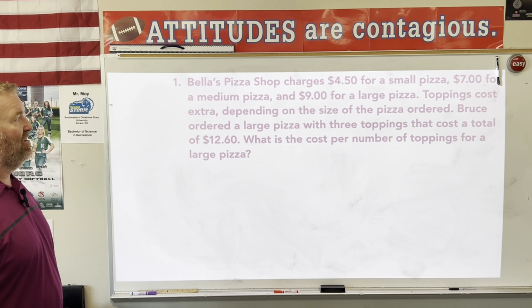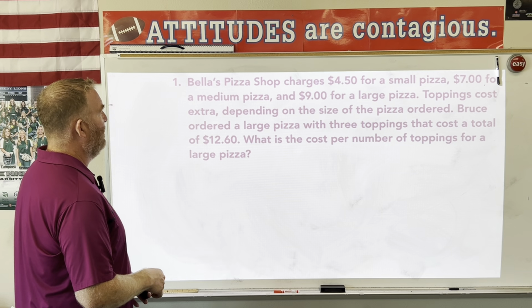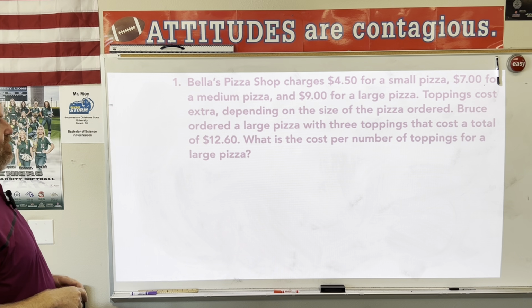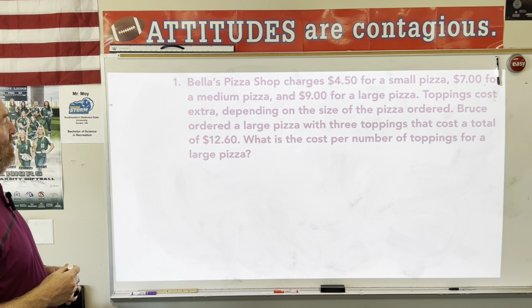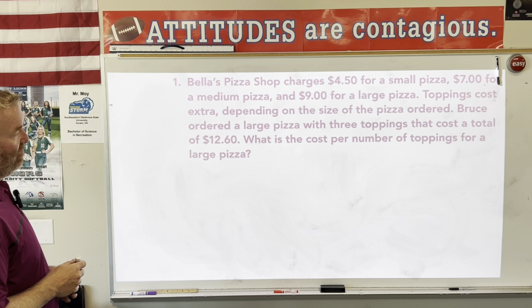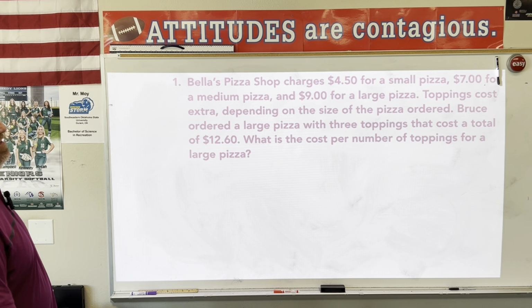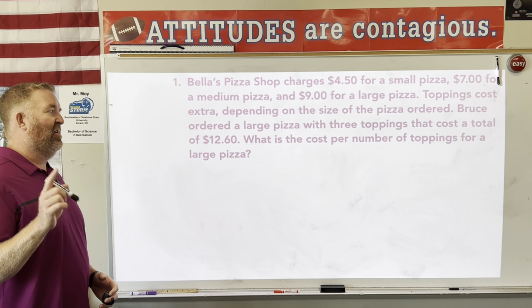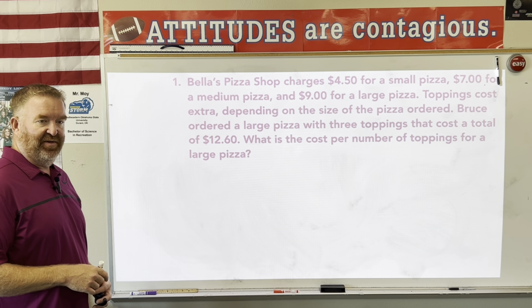Bella charges $4.50 for a small pizza, $7 for a medium pizza, and $9 for a large pizza. Toppings cost extra depending on the size of the pizza that you order. Bruce ordered a large pizza with 3 toppings that cost a total of $12.60. What is the cost per number of toppings for a large pizza?